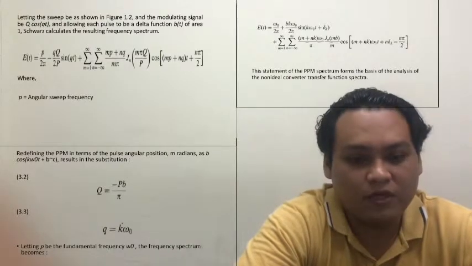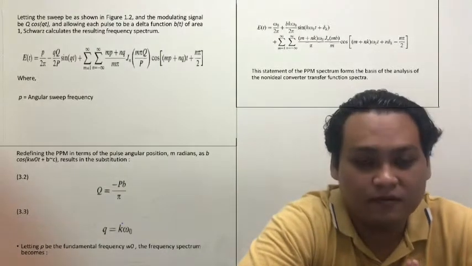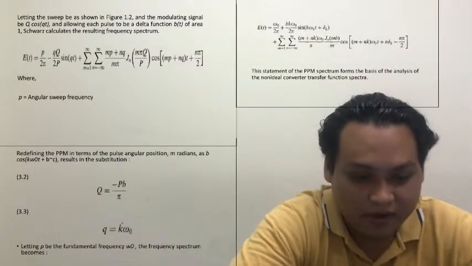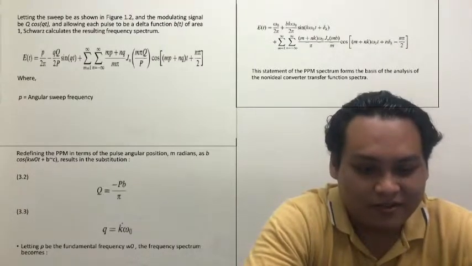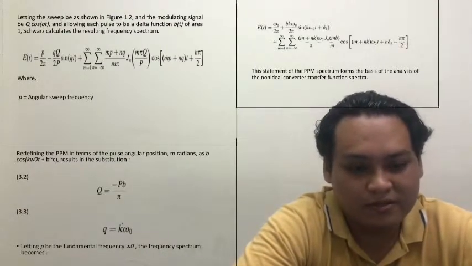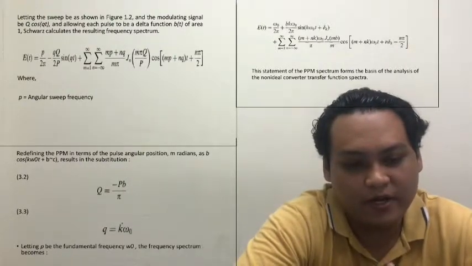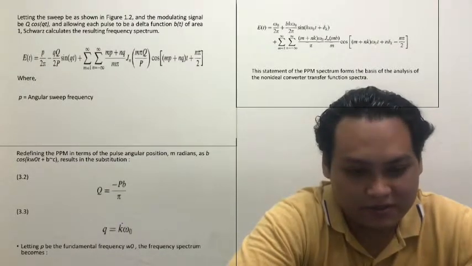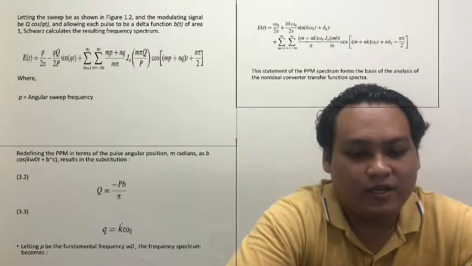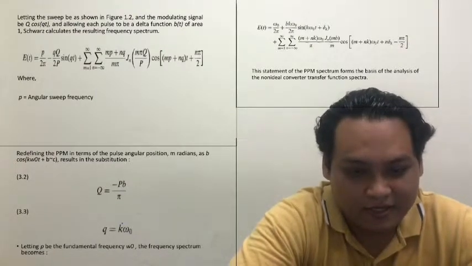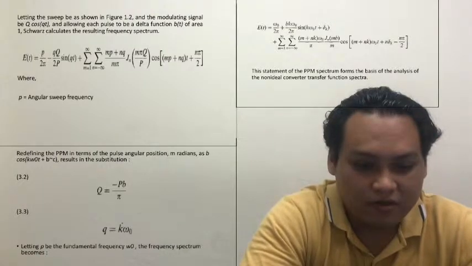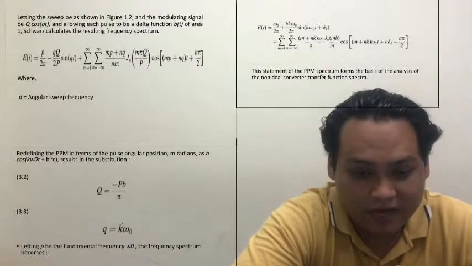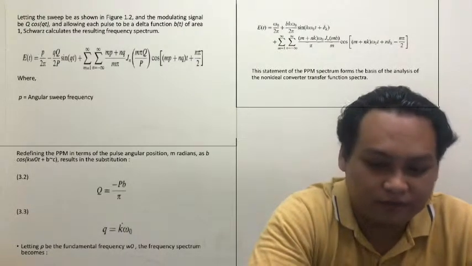3.3 is Q equal to K omega. Letting P be the fundamental frequency, omega 0, the frequency spectrum becomes E bracket T equal to omega divided by 2 pi plus B K omega divided by 2 pi sin bracket K omega T plus dk. This statement of the PPM spectrum forms the basis of the analysis of the non-ideal converter transfer function spectra.